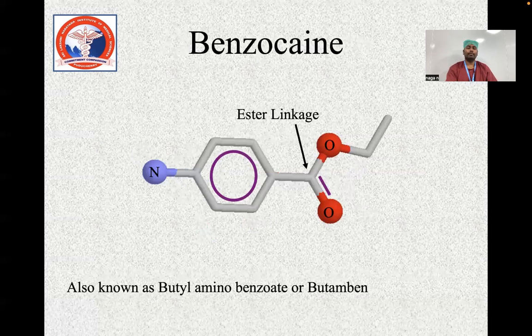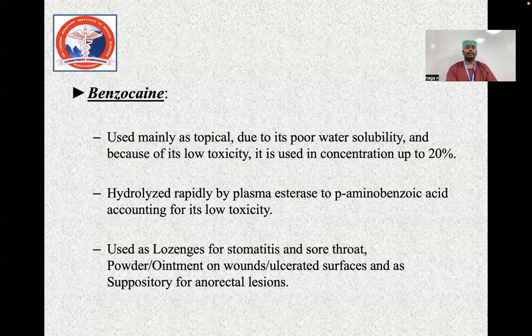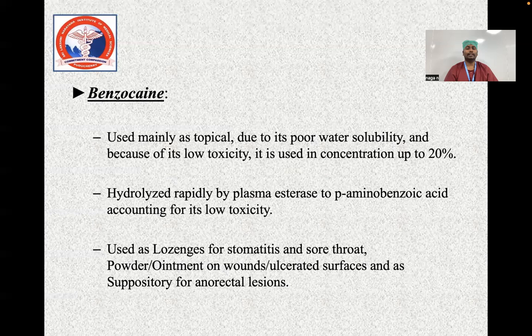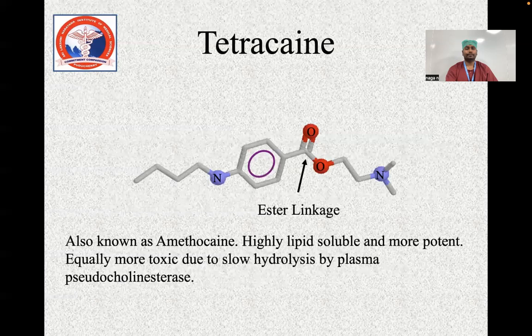Benzocaine, also known as butyl aminobenzoate or butamben. Benzocaine is mainly used topically due to its poor water solubility, and because of its low toxicity it is used in concentrations up to 20%. It is hydrolyzed rapidly by plasma esterase to p-aminobenzoic acid, accounting for its low toxicity. Used as lozenges for stomatitis and sore throat, as powder or ointment on wounds and ulcerated surfaces, and as suppository for anorectal lesions.